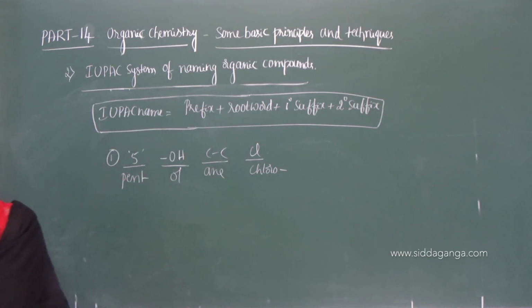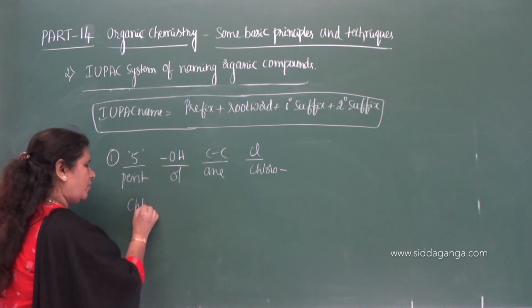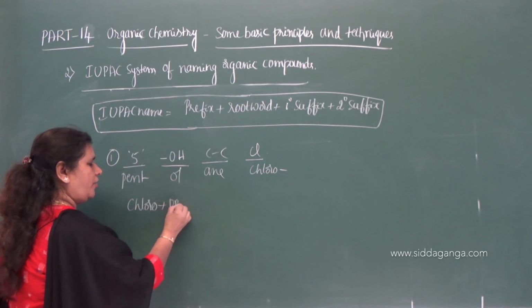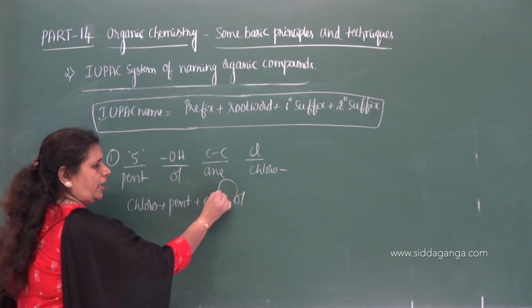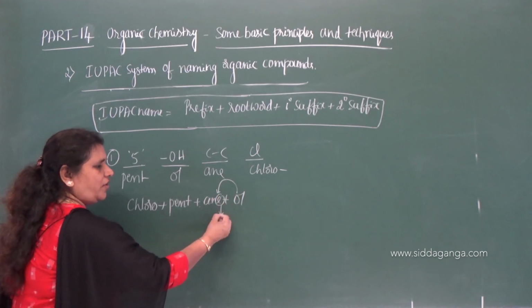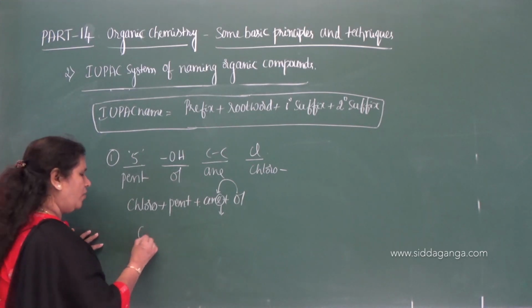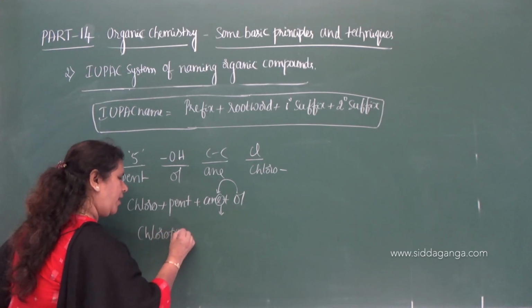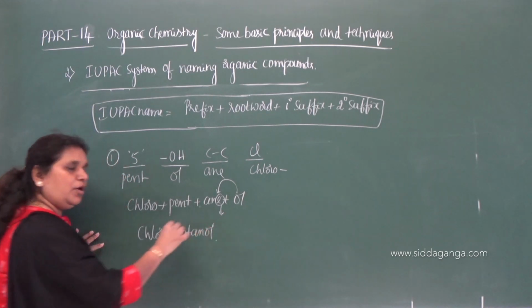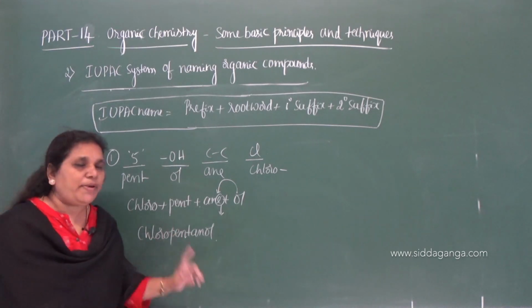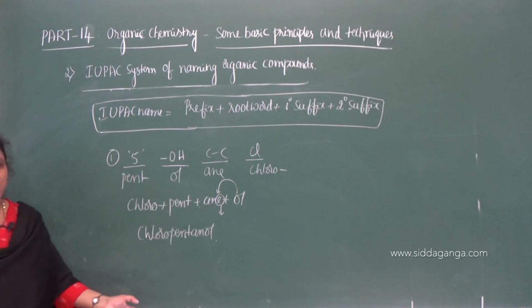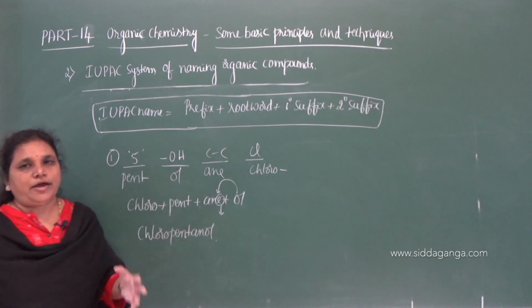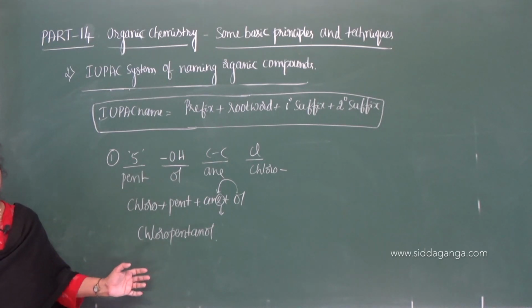Now you add these and give the name. First comes the prefix chloro, to which we add the root word pent, then ane and then ol. You know that while adding the secondary suffix to the primary suffix, you have to drop the terminal a. So chloropentanol is the name of the given organic compound. In that way, you add the three parts of the IUPAC name: prefix, root word and suffix.